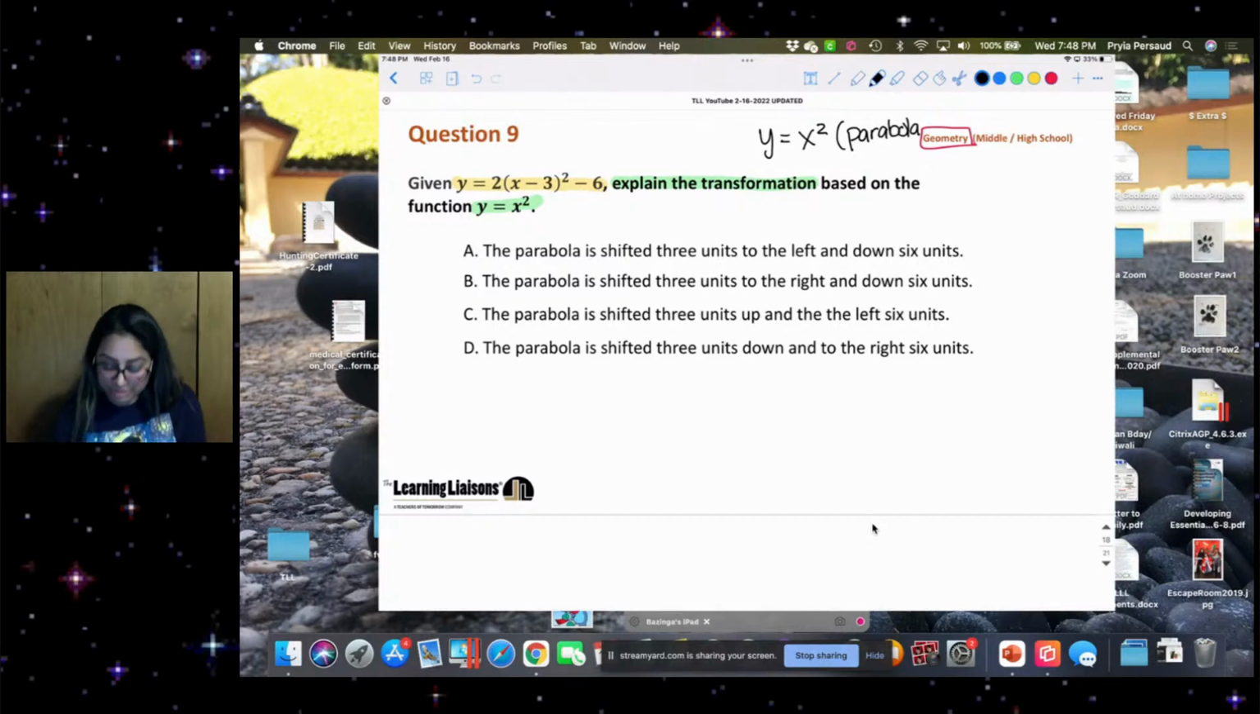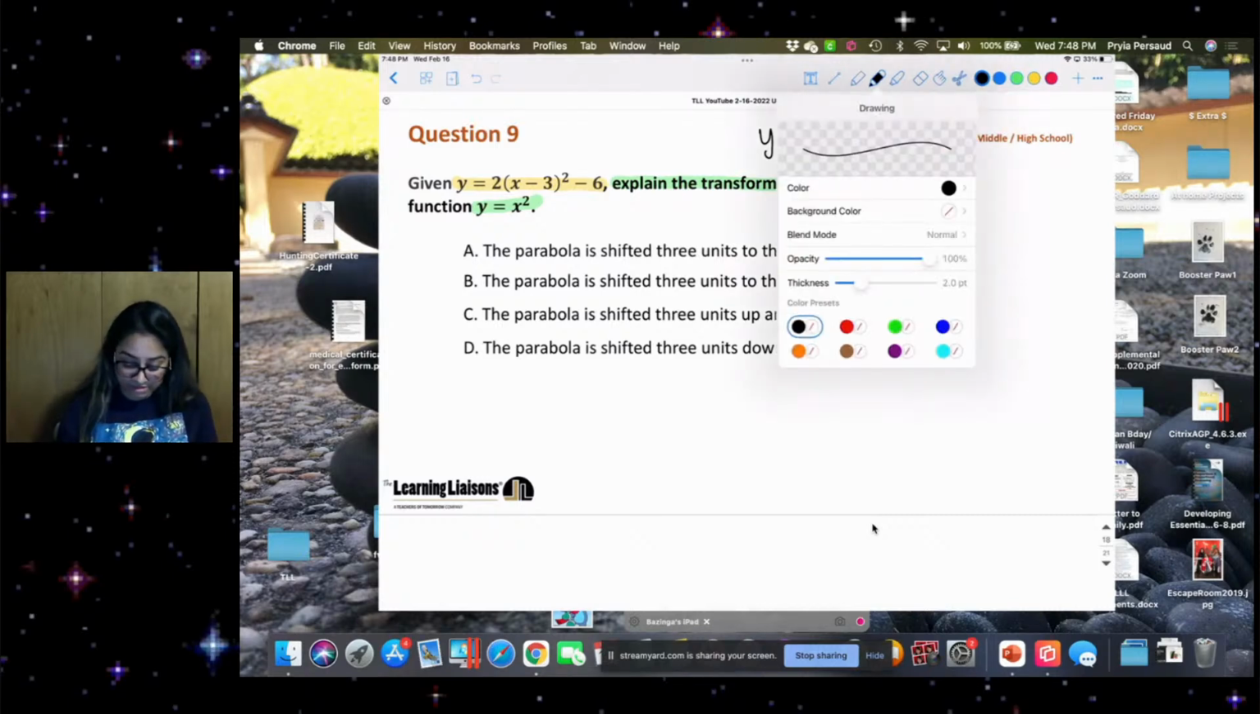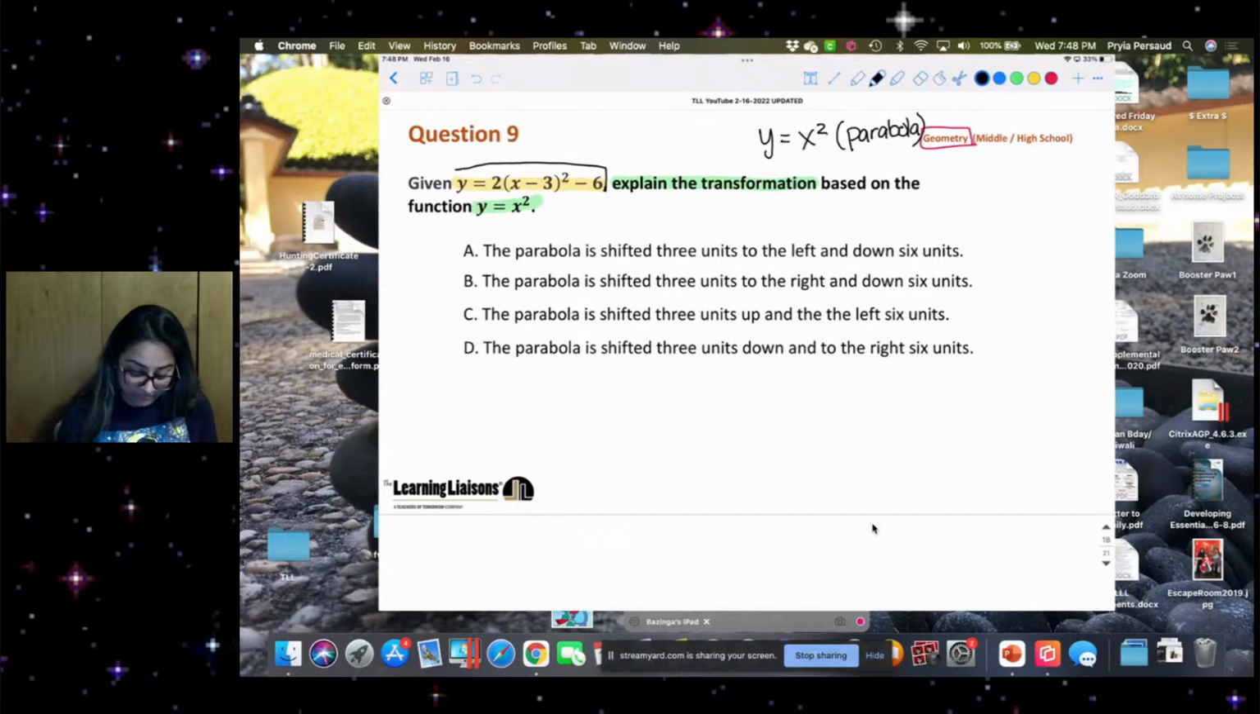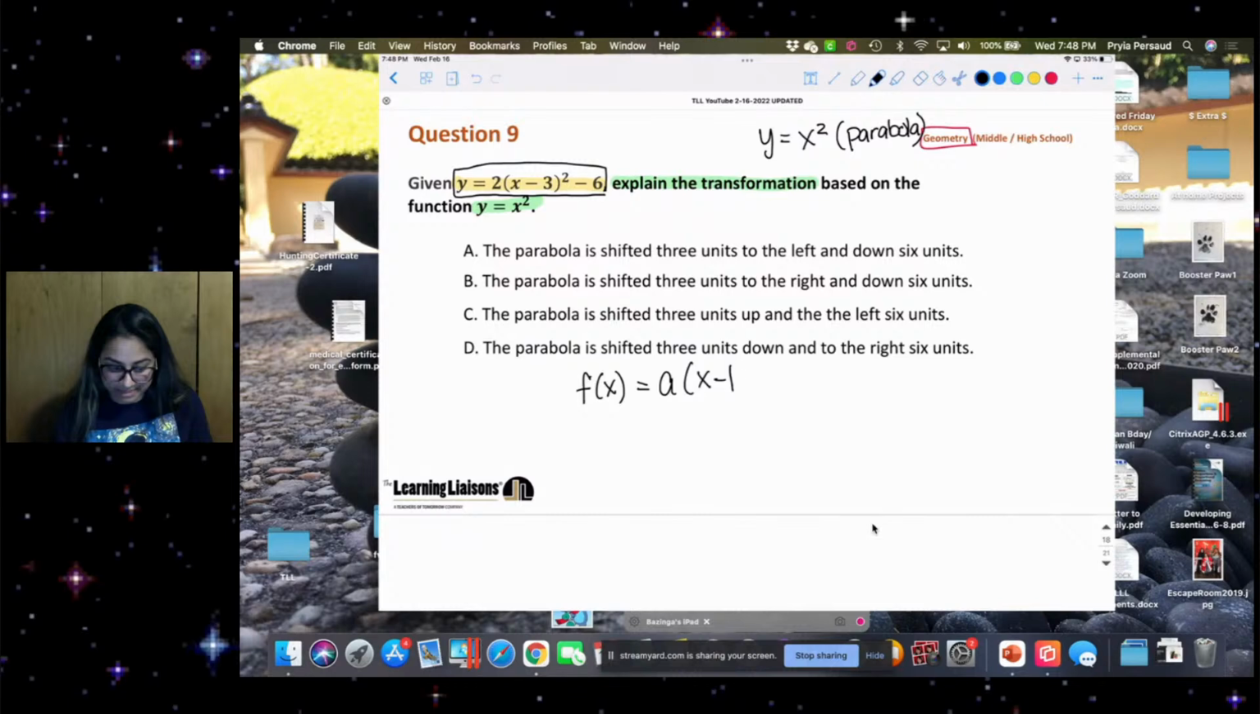And based on what you do to that, we'll move it, change it, manipulate it. So, what do I need to know? I need to know that the basic form, which is the given function, can be broken down. If I broke it down back to the original, I'll have a times x minus h all squared plus k. Why did I do that? It will help me understand what the numbers mean based on what I was given. So I know that a tells me if it's stretched or compressed.